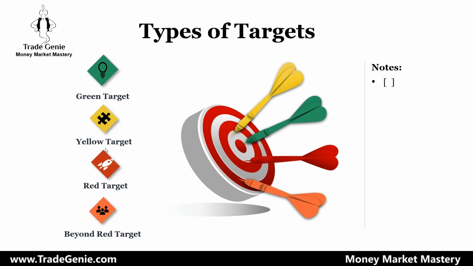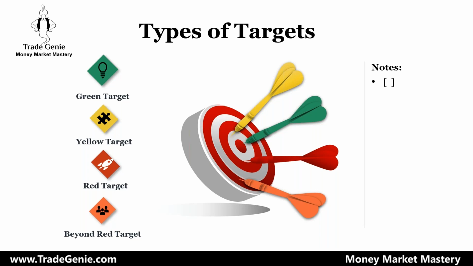So green target is the first, yellow is the second, red is the third. And the reason green, yellow, and red are targets is that they are easy to hit because there is not much distance from your entry. It could be like that, but then you will make less profit, or there is no resistance in between.